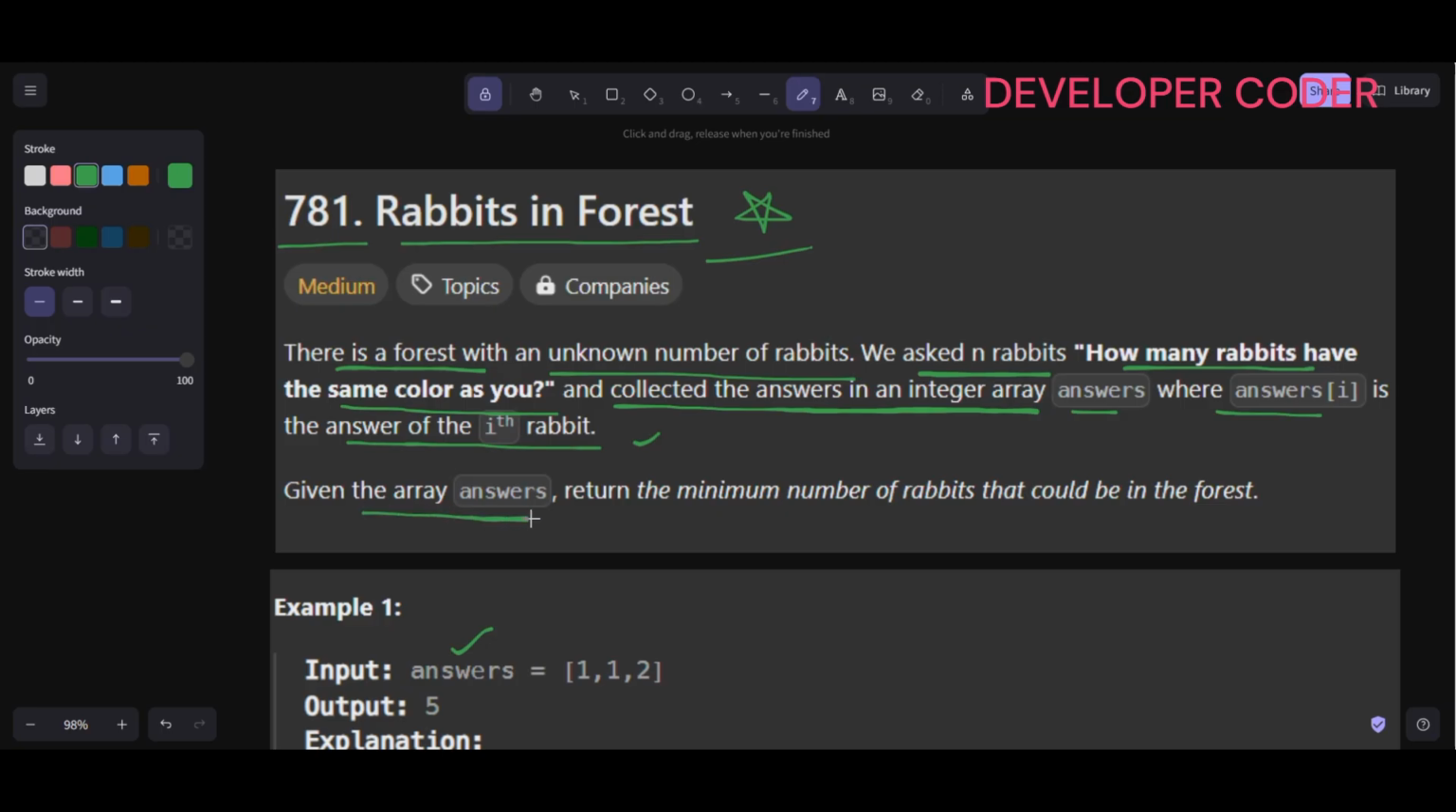We have been given the array answers. We have to return the minimum number of rabbits that could be in the forest. So let's understand this with example one.